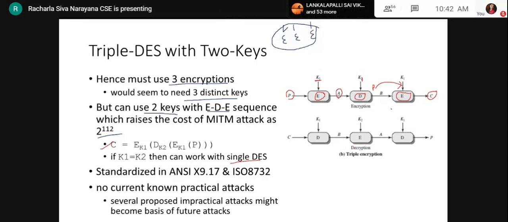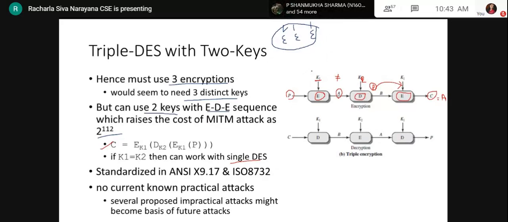So this is single stage. The C value is again the same, because K1 equals K2. If K1 equals K2, encryption and decryption cancel out and we get plain text again, then perform a single encryption. That's why, when we perform triple DES with 2 keys, we have to check that K1 is not equal to K2.